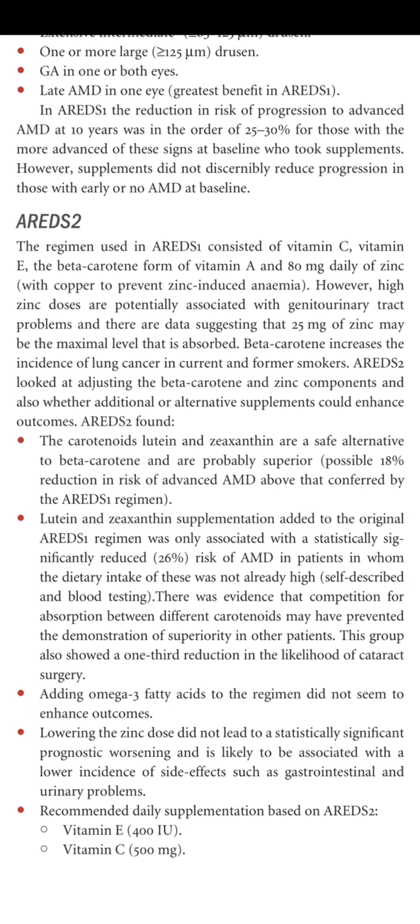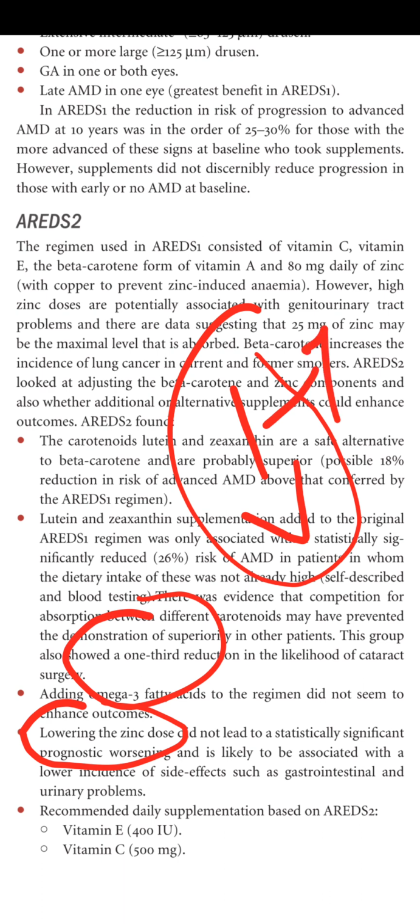There was evidence that competition for absorption between different carotenoids may have prevented the demonstration of superiority in other patients. The group also showed a one-third reduction in the likelihood of cataract surgery. Adding omega-3 fatty acid to the regimen did not seem to enhance outcomes, so it was not added. Lowering the zinc dose did not lead to a statistically significant worsening of prognosis. So lowering the dose has no worse effect and is likely to be associated with a lower incidence of side effects such as gastrointestinal and urinary problems.